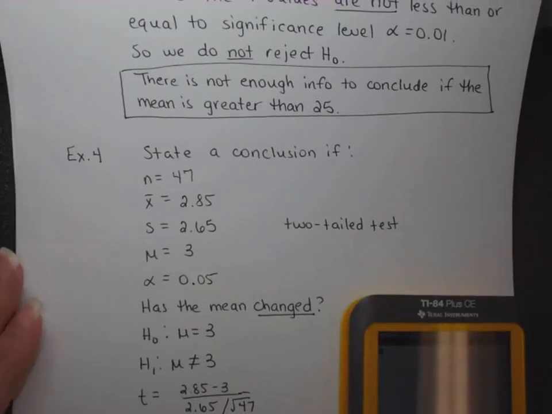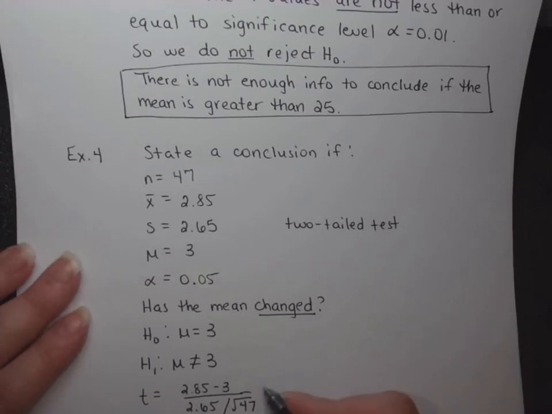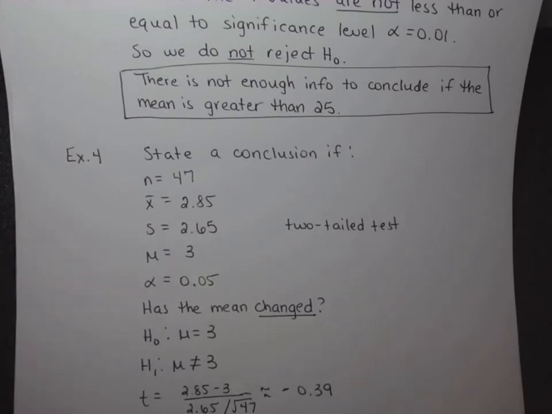Sorry, I had to find my calculator. So that's going to look like negative 0.39. Okay, so remember when we compare that test statistic on the chart, we really just kind of consider that to be a positive. Okay.